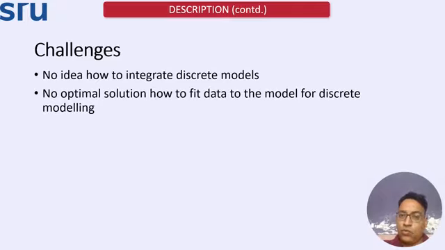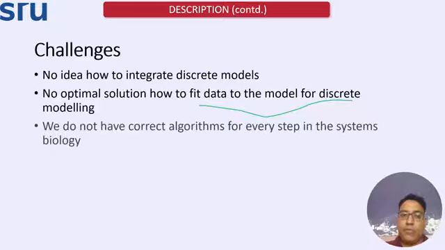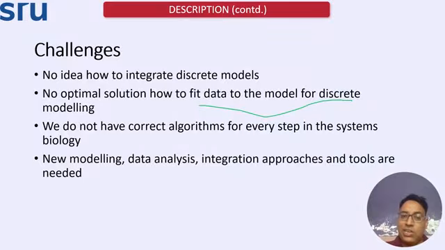How to fit the data to the model for discrete modeling? You do not have the correct algorithms for every step in systems biology. So people do numerous analyses at every step, then find the best feasible part. New modeling, data analysis, integration approaches, and tools are always needed in systems biology.